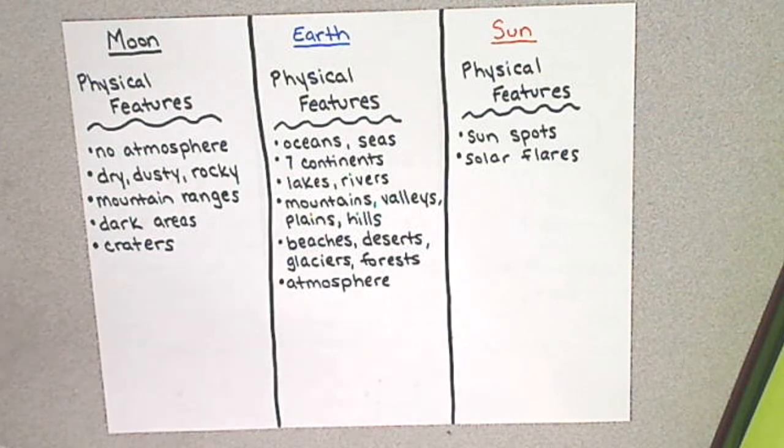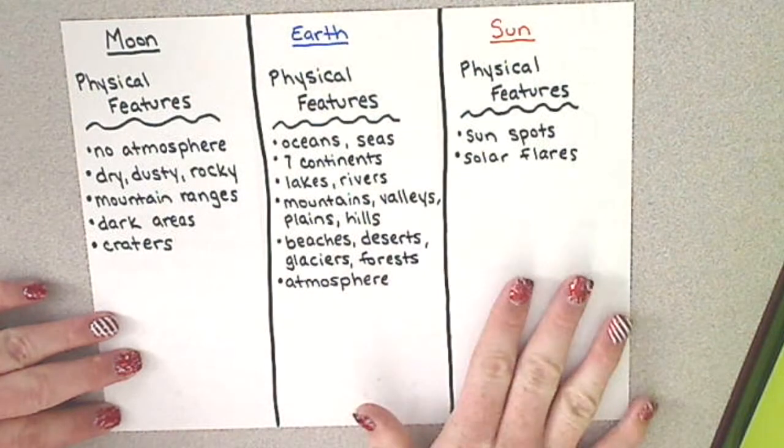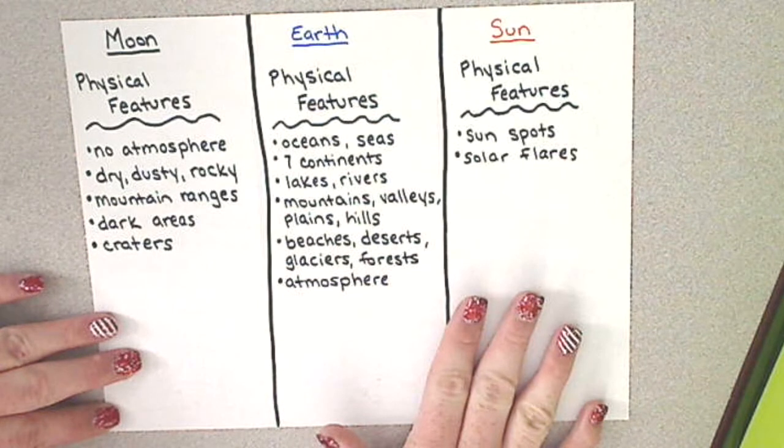Now, this is not the be-all end-all list of the physical features for these 3 celestial bodies, and I did that on purpose. I want you going back and adding to these notes as you read the articles this week. It's even in the instructions to make sure that you are going back, adding to with the information that you're getting.